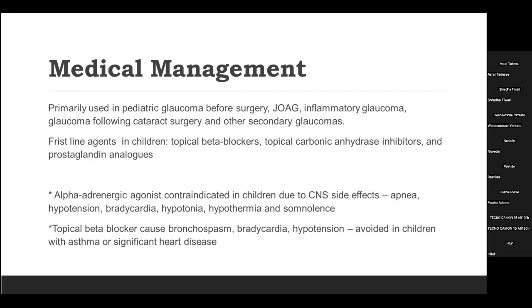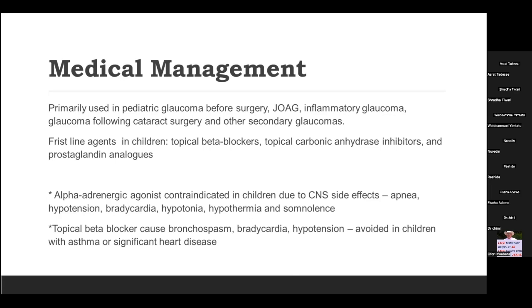First line agents in children are topical beta blockers, topical carbonic anhydrase inhibitors, and prostaglandin analogs. And avoid alpha agonists because of CNS side effects like apnea, hypotension, and bradycardia. Topical beta blockers cause bronchospasm, bradycardia, and hypotension, so they should be avoided in children.